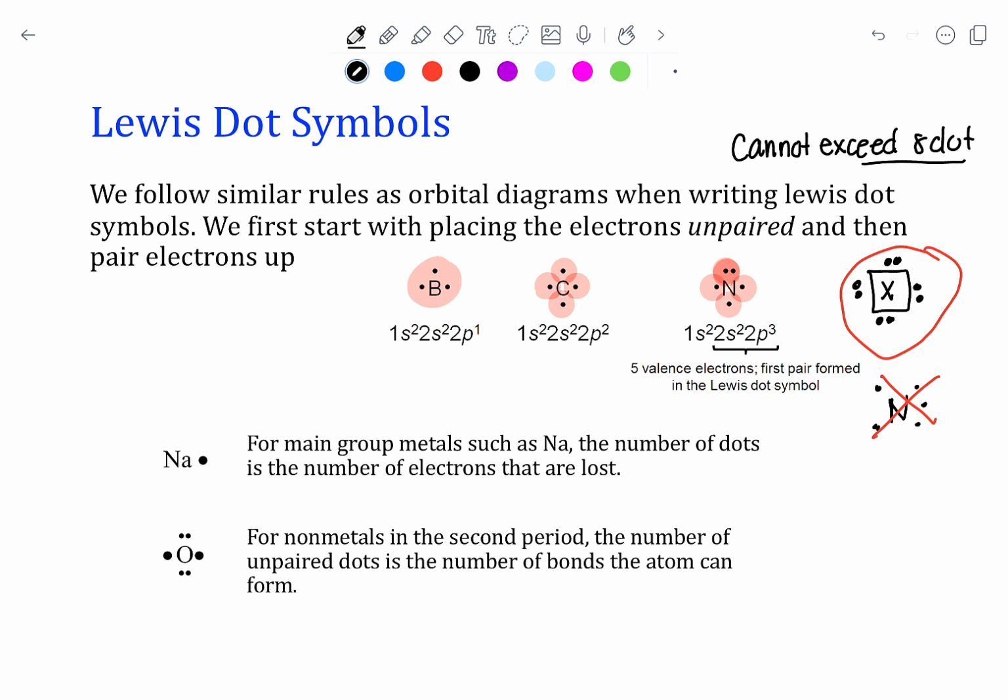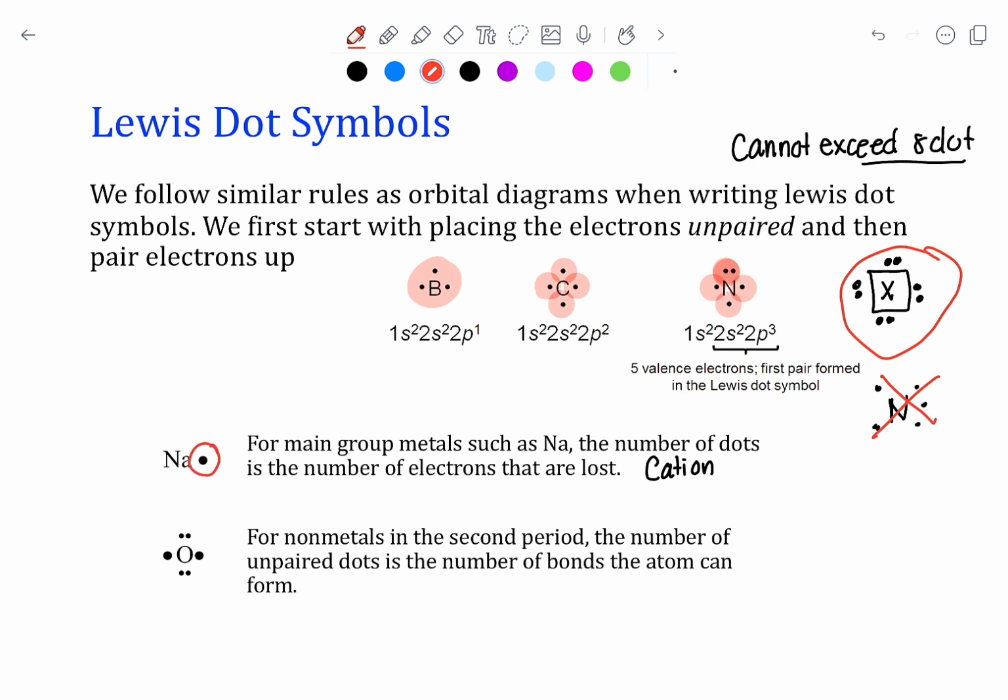Okay, now what we're going to use these Lewis dot symbols for is especially useful for when we start talking about ions. So for main group elements such as sodium, so anything in groups 1 and 2, the number of dots is the number of electrons that are lost when creating a cation. So these are cations. So if you look to your periodic table, sodium is in group 1, therefore it has 1 valence electron, and it also prefers to make a cation with a 1 plus charge. So the 1 electron that is being removed from sodium to create that cation is the 1 dot that we see.